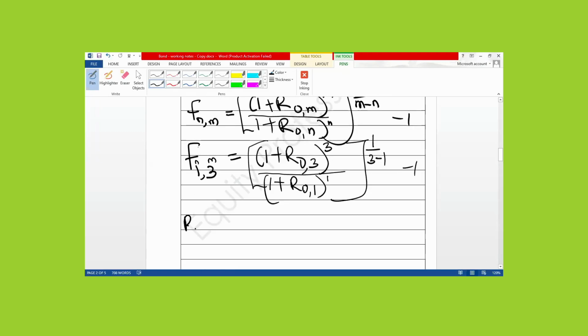Your R1 is the spot rate for year 1. R3 is the spot rate for year 3. That means for me to calculate the forward rate here, I require the spot rate for year 1 and the spot rate for year 3.